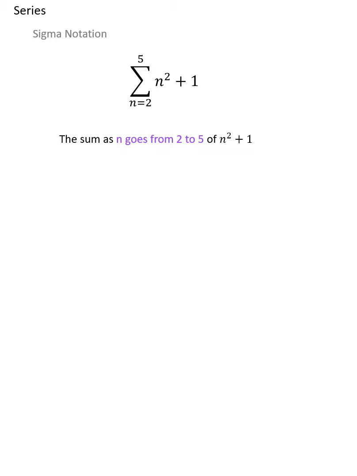Because what we're essentially going to do in this summation, or sigma notation, is we're going to let n have all whole number values from 2 through 5. There's my start, and there's my end. Watch what I mean by that. So we're going to plug in n equals 2, n equals 3, n equals 4, and n equals 5. We're going to plug in all 4 of these values to the summand. That's what n goes from 2 to 5 means.